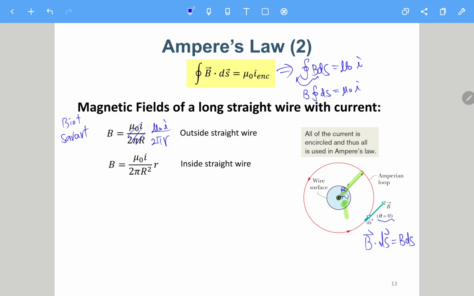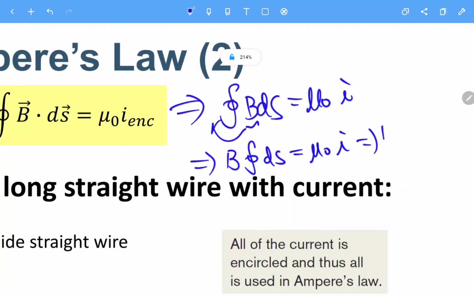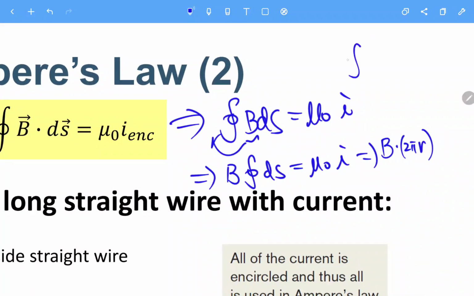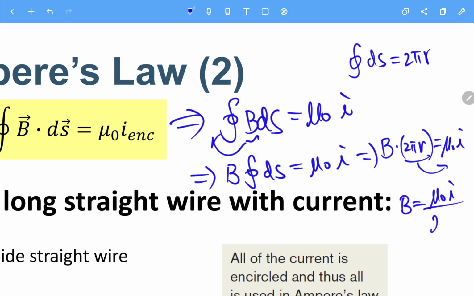This is the line integral over the circle. The line integral over this closed circle is just like the circumference of a circle, which is 2 pi r. So we have B times 2 pi r. 2 pi r is the circumference of this circle, which means the integral of ds is 2 pi r, equals mu 0 I. We can just move this to the other side. So finally we get B equals mu 0 I over 2 pi r.